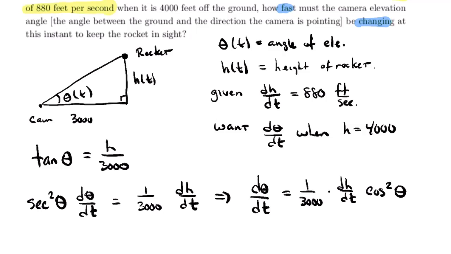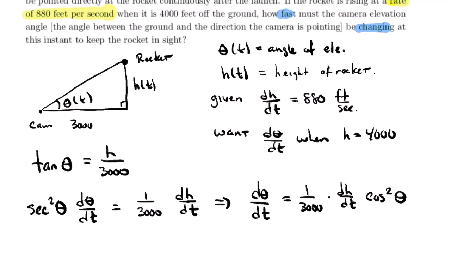Okay, so now I'm looking at that and I'm wondering, do I have enough information to plug in? 1 over 3,000 is a constant. It's good to go. dh/dt, I know, I'm going to replace it with 880. I need to know this cosine. I need to know the cosine so I can square it. So we're going to proceed kind of like what we did in the baseball problem here. We're looking for this when the rocket is 4,000 feet off the ground, right?